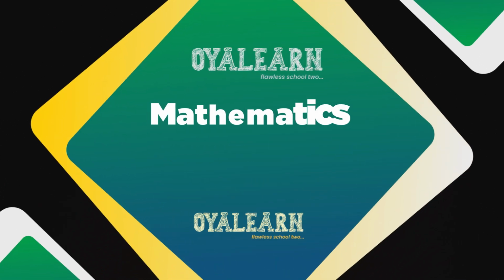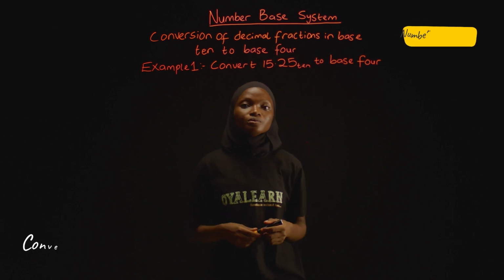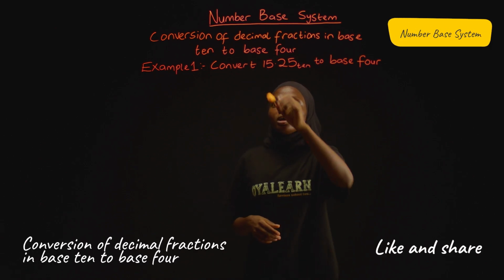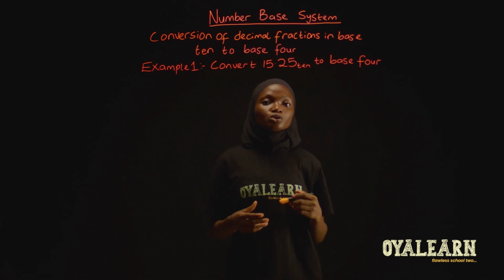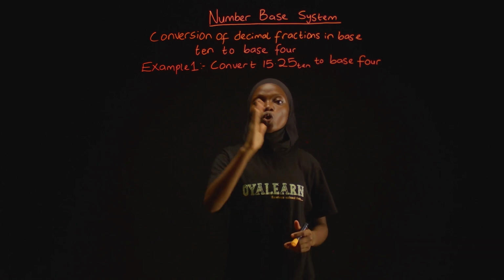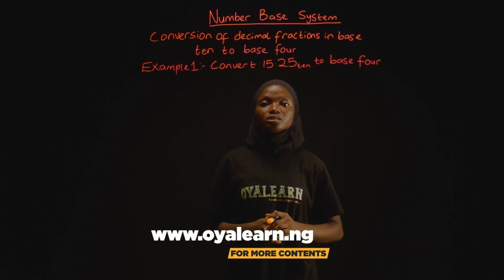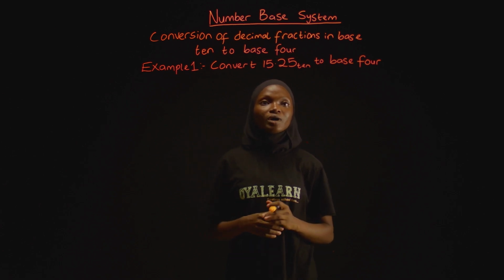Let's learn conversion of decimal fractions in base 10 to base 4. Here is an example. Convert 15.25 base 10 to base 4. Now to solve this, we split the decimal fraction 15.25 into the whole number part and the decimal part. The whole number part for 15.25 is the 15, while the decimal part is the 0.25.